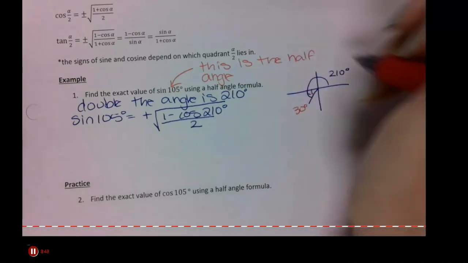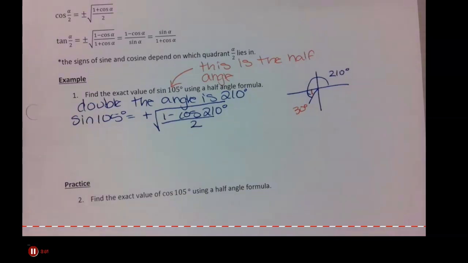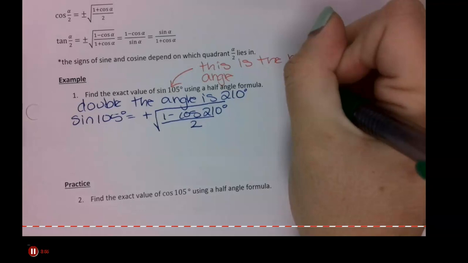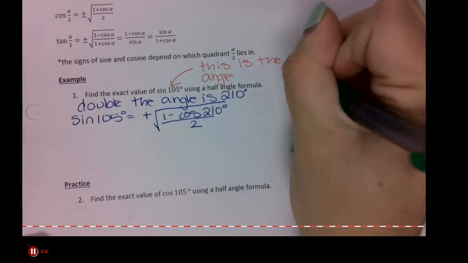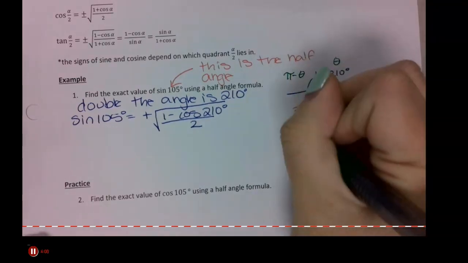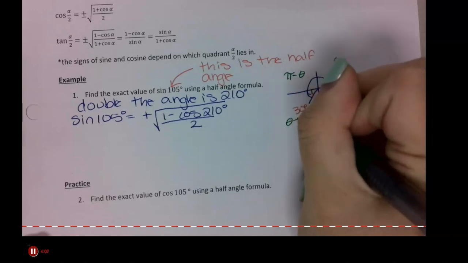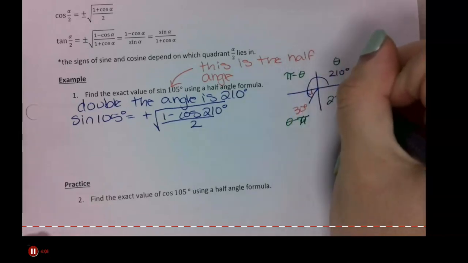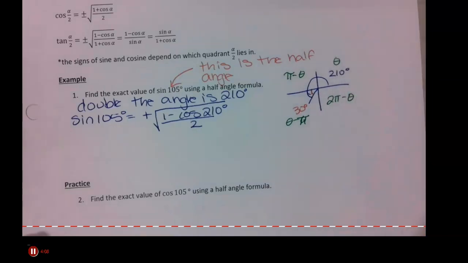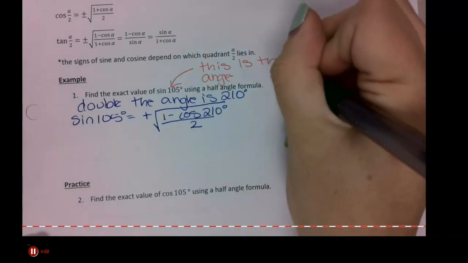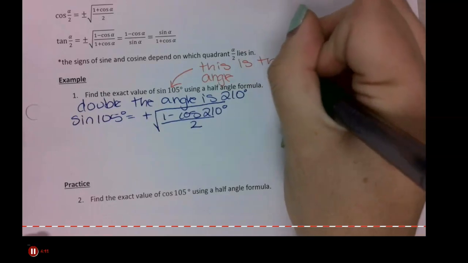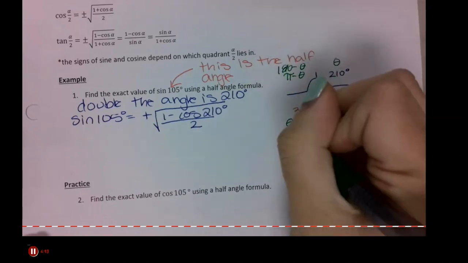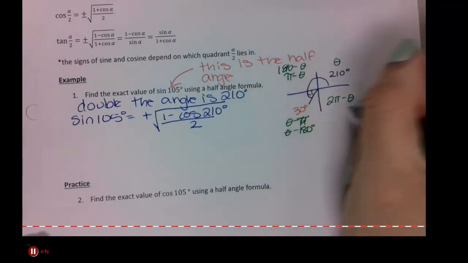So, the rules are, I'll write these in green. First quadrant is the angle. Second quadrant is pi minus the angle. Third quadrant is angle minus pi. And fourth quadrant is 2 pi minus the angle. Or, if I'm doing degrees, this is 180 minus the angle, the angle minus 180, and 360 minus the angle. And this is for reference angles.